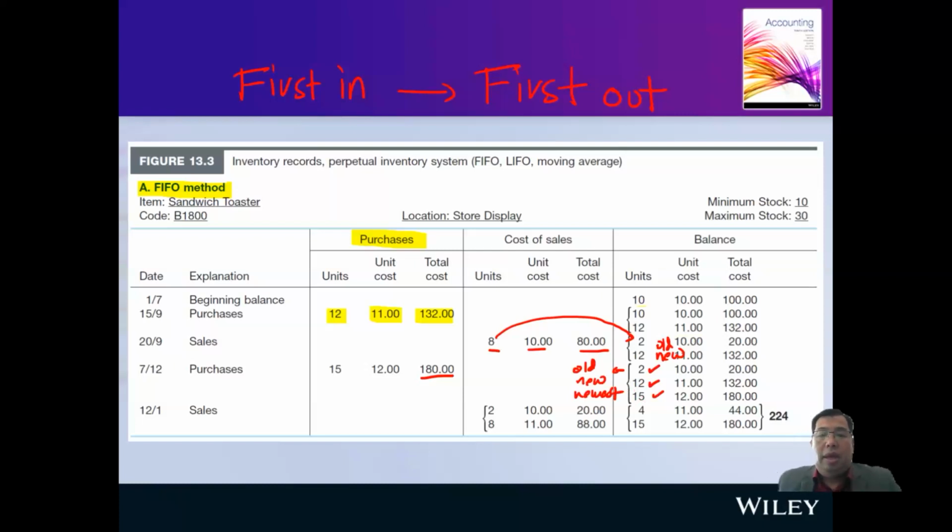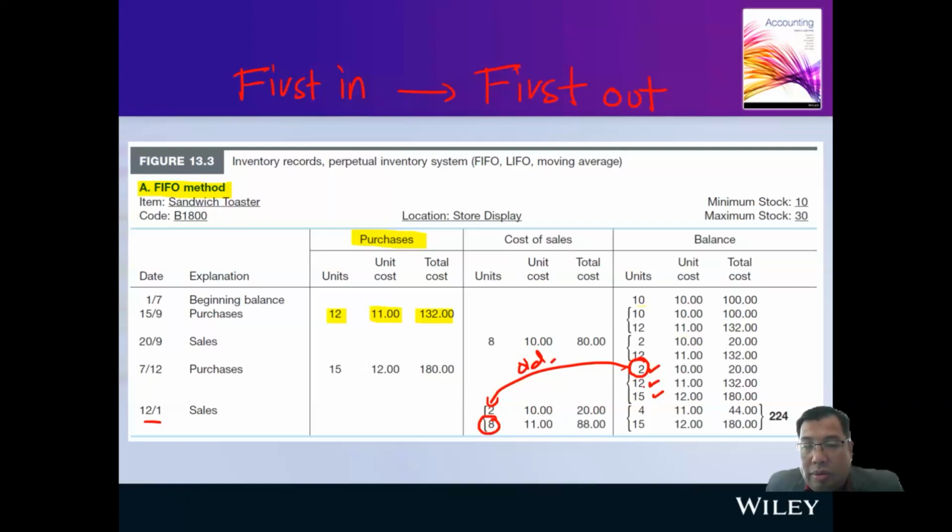Then on 12th January, sold 10 units. So you have 3 types here. Which one should you sell first if you have 10 units? If you want to sell 10 units, you need to take the old one first. So I'm taking this one first, 2, the oldest one. But I still don't have enough. I need another 8. So I'm going to take the second one, the $11. I'm taking out from this 12 and minus 8.